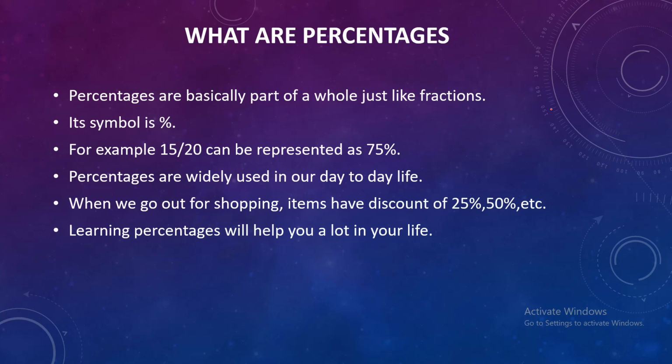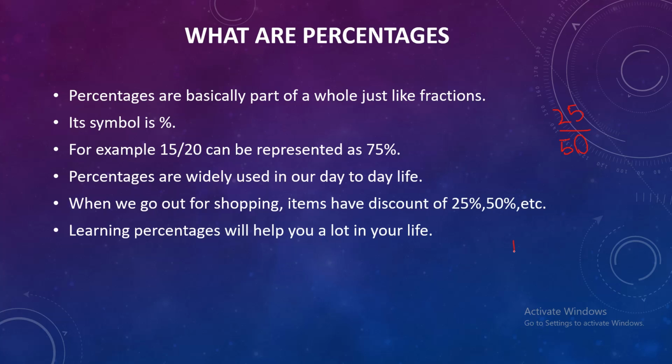Like fractions, you have 25 over 50. So this means that there are 50 balls, and out of those 50 balls, 25 balls have been lost. And just like fractions, percentages can also be used. Its symbol is percent. We call it a percent.